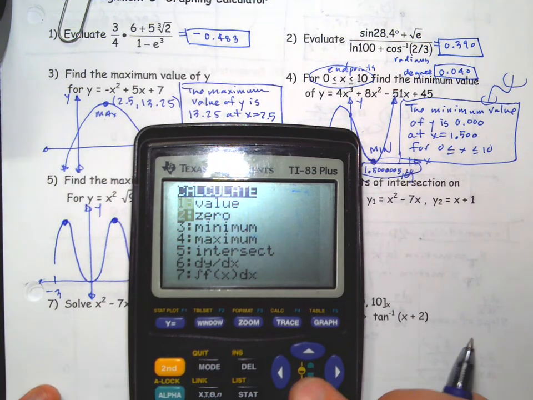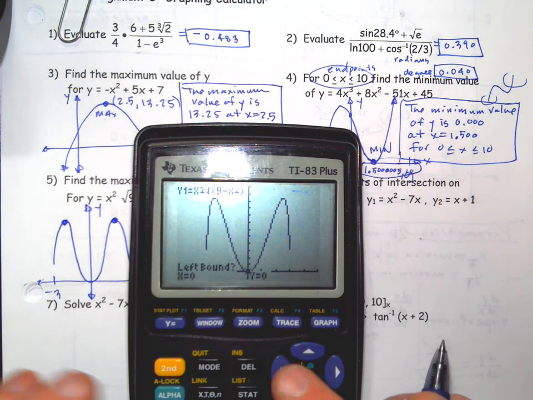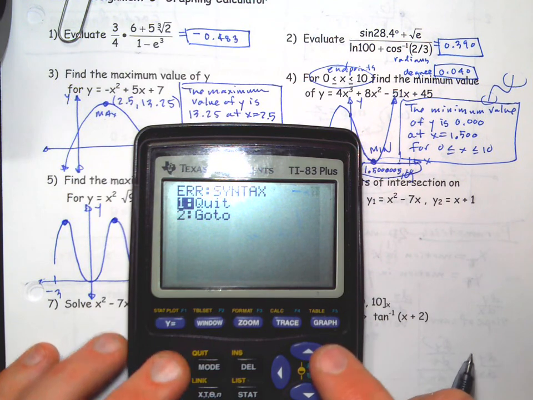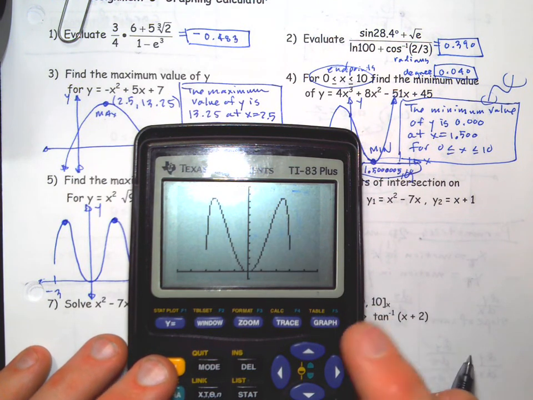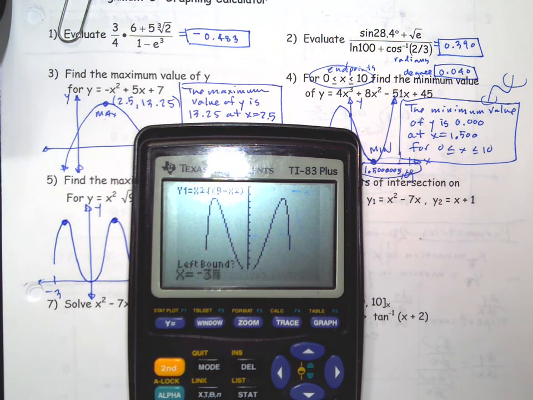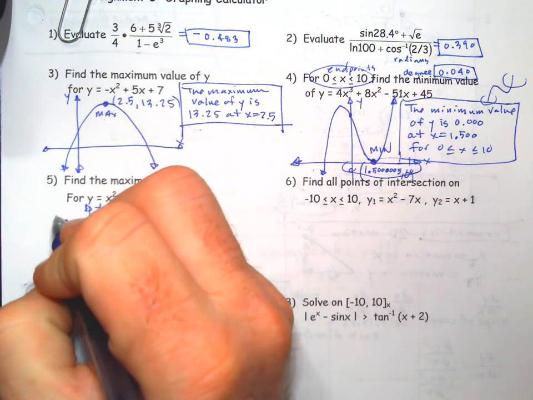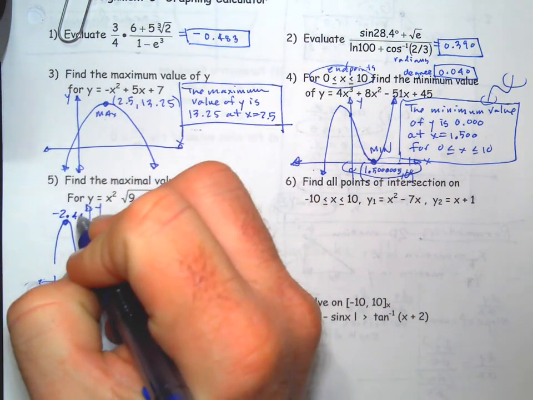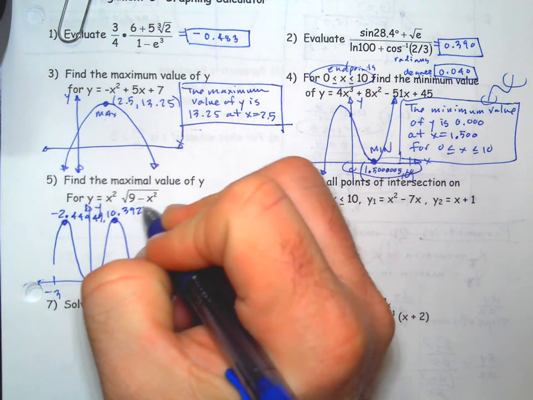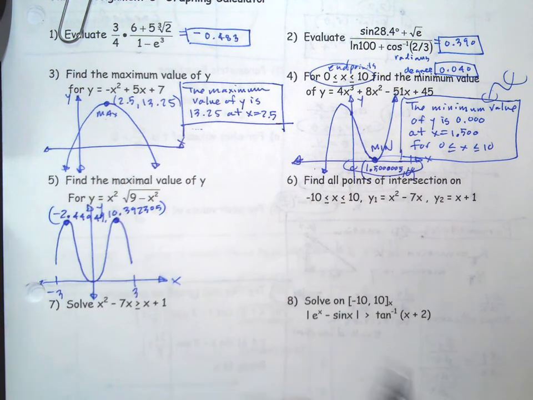Second calc, max. There is only possibly one max value, but it can happen at multiple points. So I'd say between -3 and -1. Oh, shoot. So second calc, maximum between -3 and -1. Guess -2. It looks like it's around -2. So this is negative 2.44949, comma 10.392305. So write the stuff on your graph that you find.